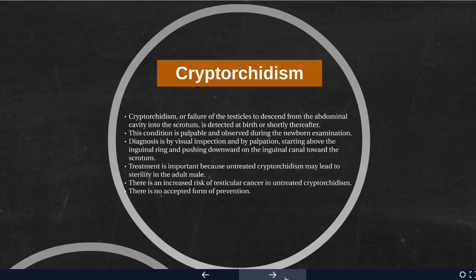So if a little boy has a testicle that hasn't dropped, you want to get that treated. Otherwise, they run a pretty healthy risk of not being able to father children later on. There's also an increased risk of testicular cancer with untreated cryptorchidism, and unfortunately there is no accepted form of prevention. It's just one of those weird things that happens to some kids, and if it does, then it just needs to be fixed.